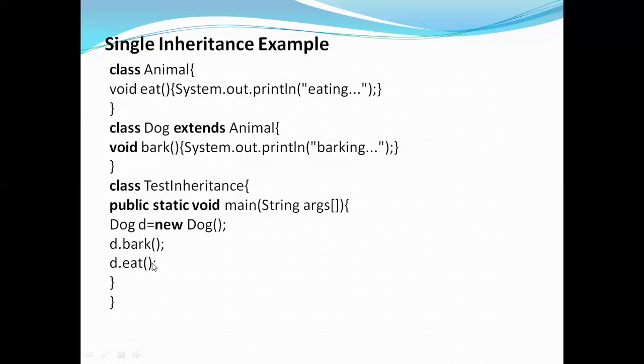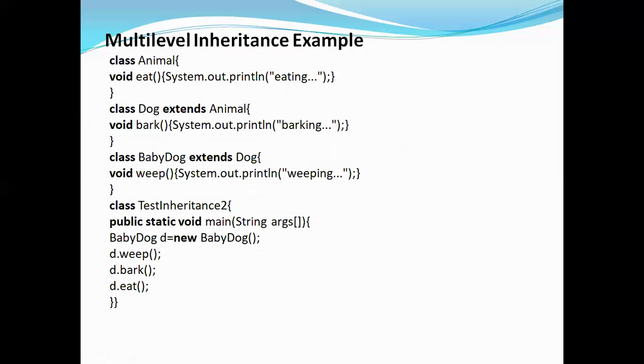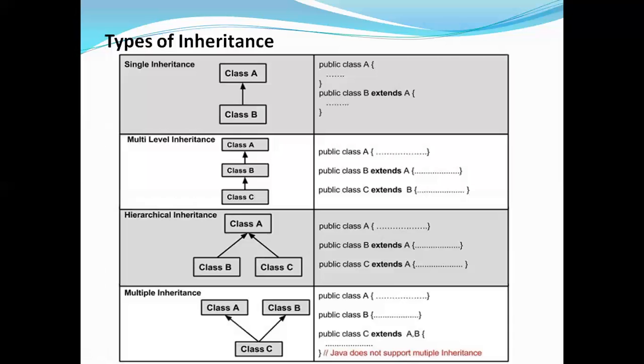So let's see what the output is. I'm calling bark and eat. If I go to the bark method, I'm printing barking. Then eat means eating. So your output will be barking and eating. So this is just a simple example of single inheritance. Now let's go to multi-level inheritance. Let's go to our diagram.